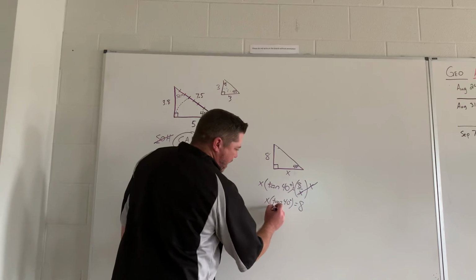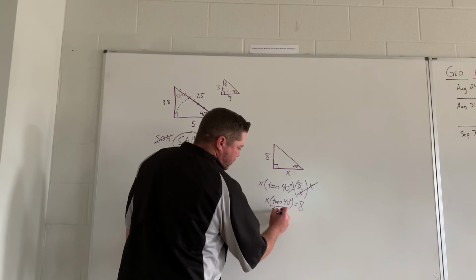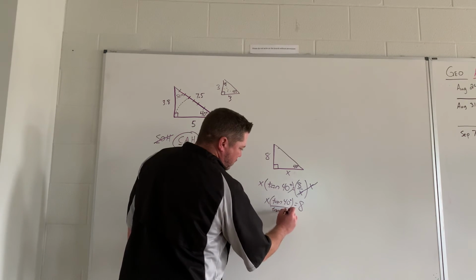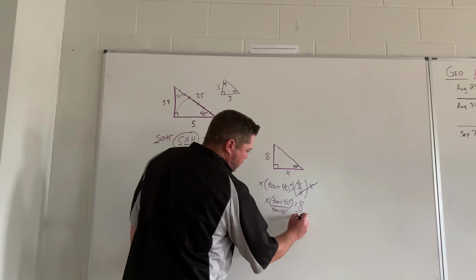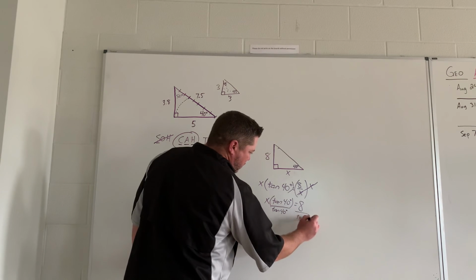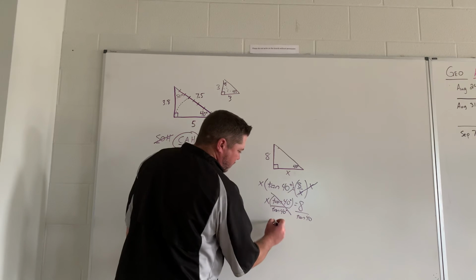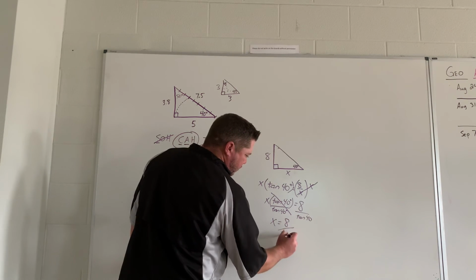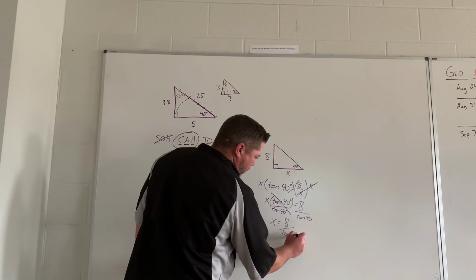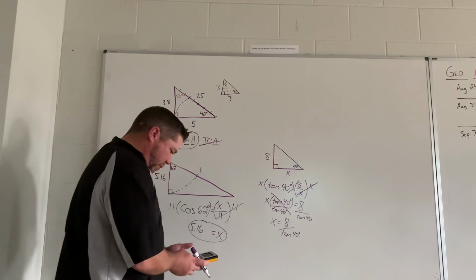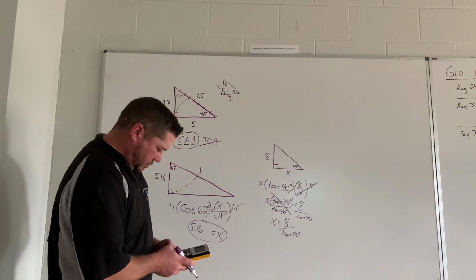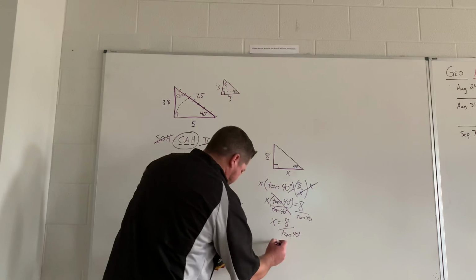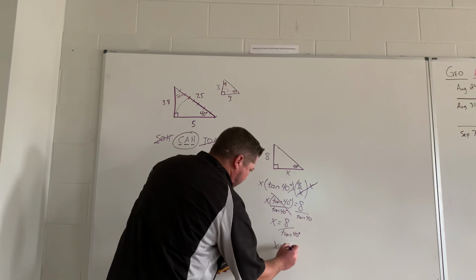And then I can divide by the tangent of 40 and those will cancel out. That leaves me x is equal to 8 divided by the tangent of 40. So on my calculator, I'm going to type that in. Telling me x is 9.5.